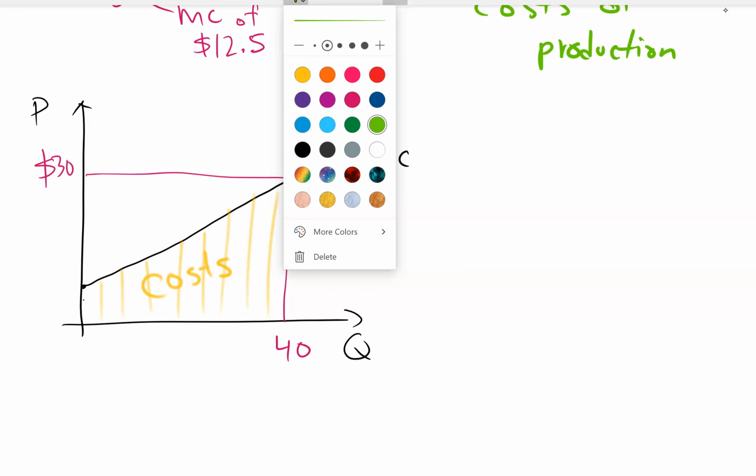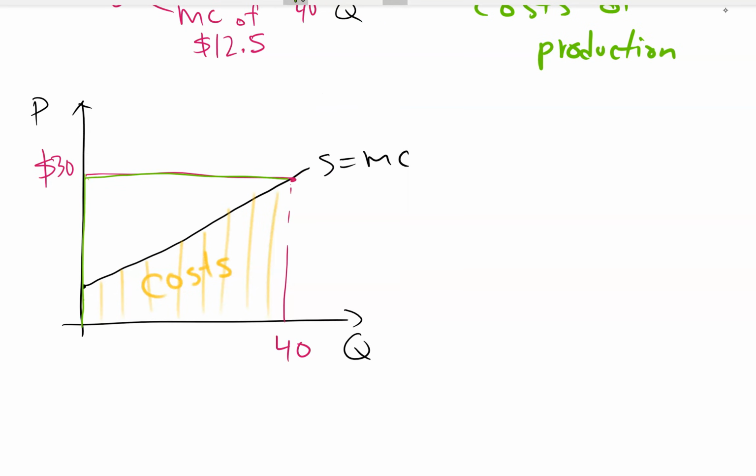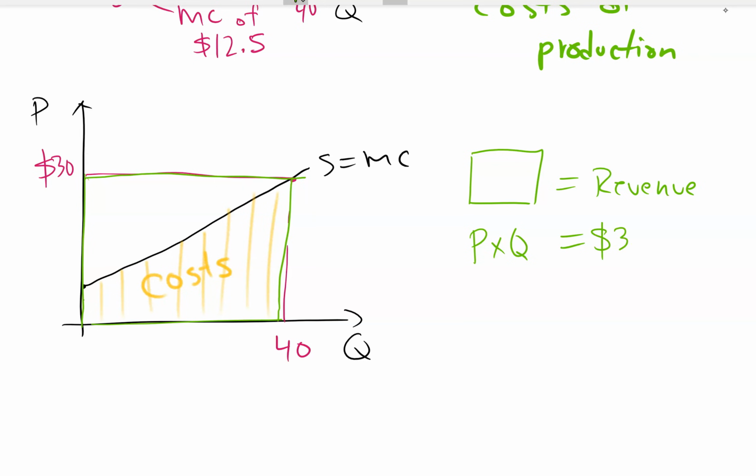This other part here, this whole box, something. So what is this thing? Okay, so this box is revenue, and that is equal to price times quantity. So that price times quantity is your revenue. You get $30 for each unit, and you produce 40 units, right? So your revenue is going to be this 30 times this 40. Okay, so that's going to give you $1,200 in revenue. So this whole thing is revenue.